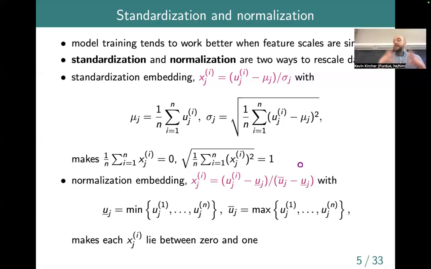Another way to get the data to be roughly order 1 is to do what's called normalization. Here, rather than centering the data at the origin and calibrating its standard deviation, what we do is subtract off the minimum value and then divide by the range of the data, the difference between the maximum and the minimum. Here U min is just the smallest value of all the raw data that we have, and U max is just the largest value.